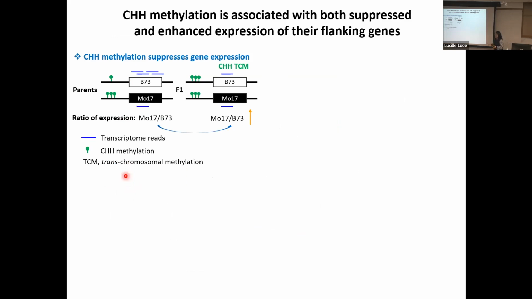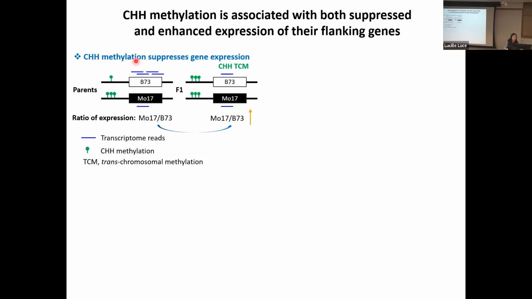We want to see whether this methylation affects gene expression. As I explained, many people find that CHH promoter methylation can suppress gene expression. But in some other research, they also find that CHH methylation is associated with higher gene expression, probably because of the boundary. We don't know which one is true. So that's why we proposed two different models.